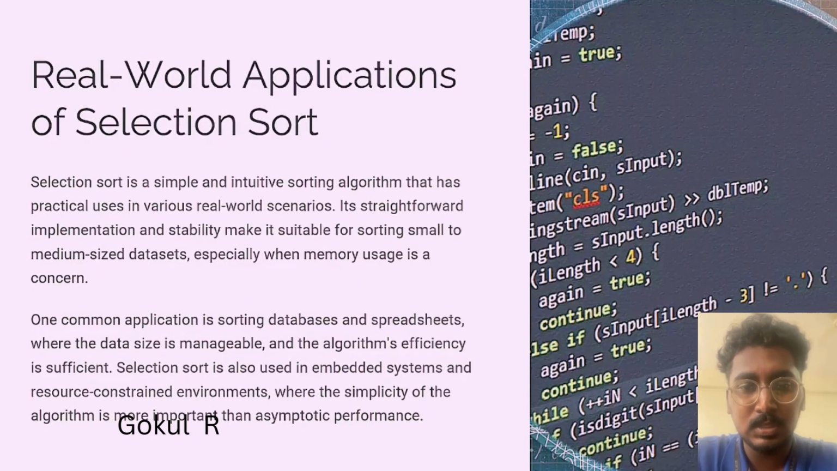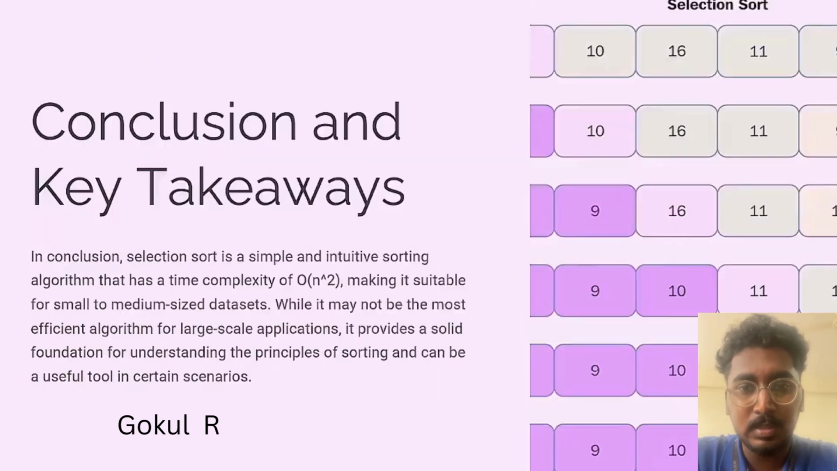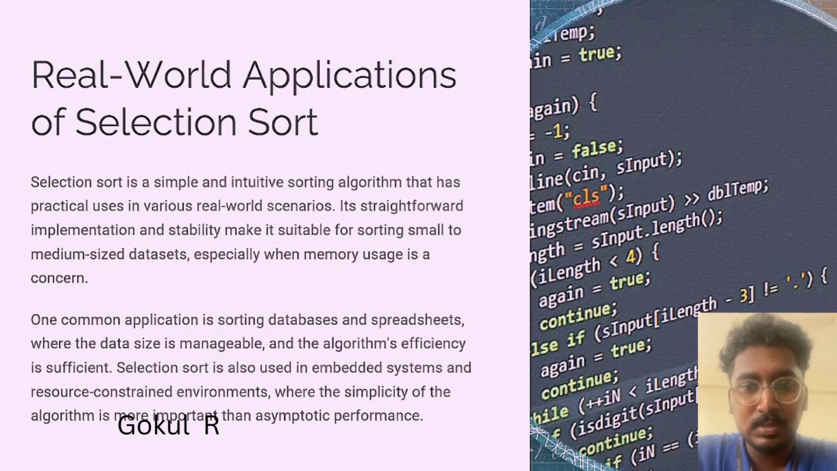Real world applications of selection sort. Selection sort is simple and intuitive, as I have discussed here, and it has practical uses in various real-world scenarios. Its straightforward implementation and stability make it suitable for sorting small to medium-sized data sets, especially when memory usage is a concern.